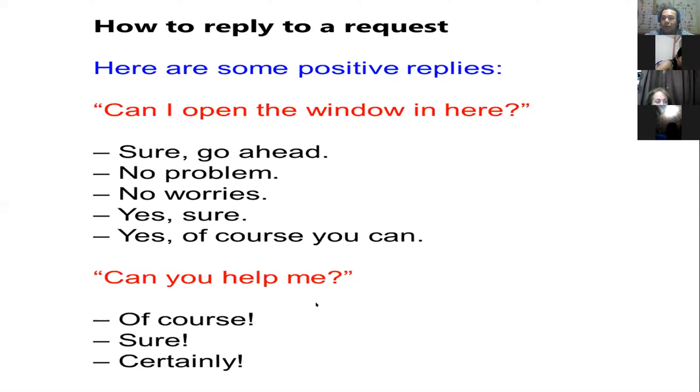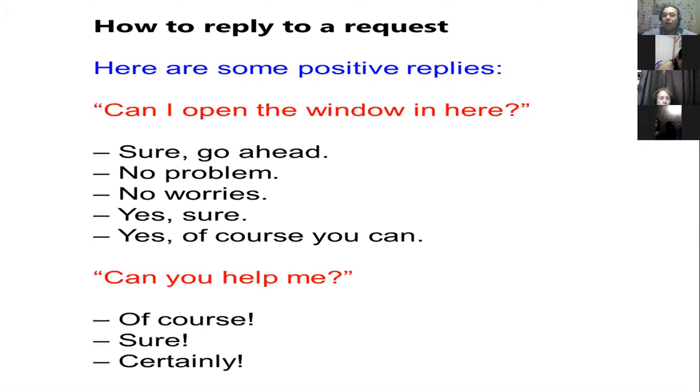La U no se pronuncia. Letter U, you don't pronounce it. Of course. Perfect. Sure? Certainly. Correct, all right? So, de esta forma ustedes podrían, okay, responder positivamente, okay?